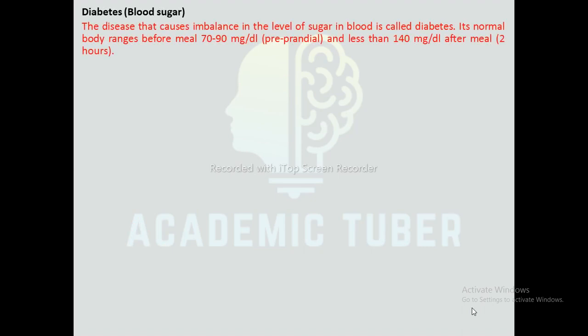Diabetes, blood sugar. The disease that causes imbalance in the level of sugar in blood is called diabetes. Its normal body ranges before meal are 70 to 90 milligram per deciliter preprandial and less than 140 milligram per deciliter after meal.